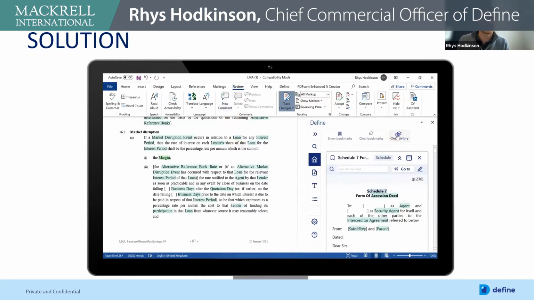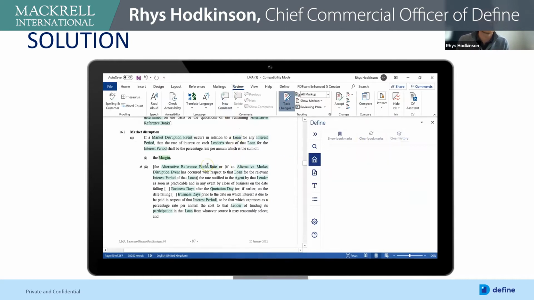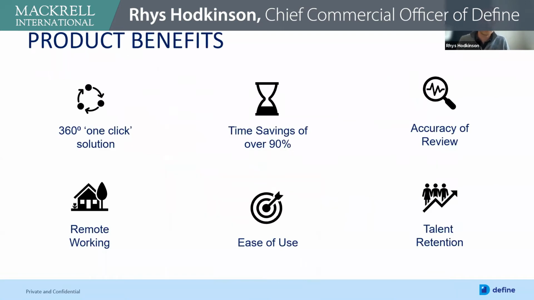So that's a bit about Define in a nutshell. We're a 360-degree one-click solution, and that's because I'm able to access all the information I need without ever having to navigate away from the clause that I'm trying to review. And the big benefit here is that efficiency gain. We define that not only as improved time saving, but also the increased accuracy of my review.